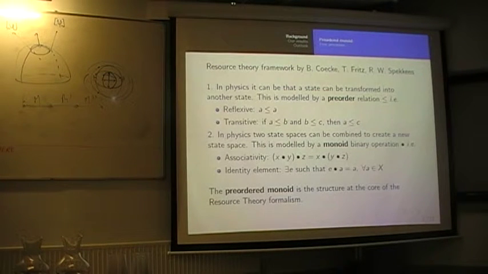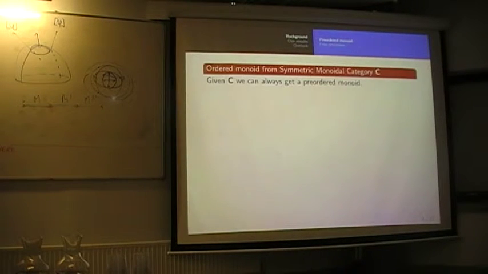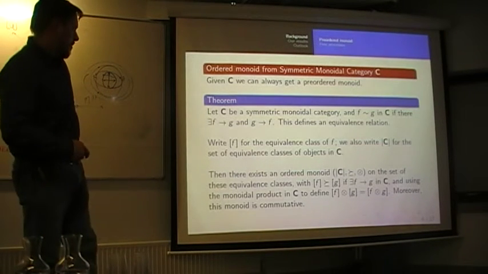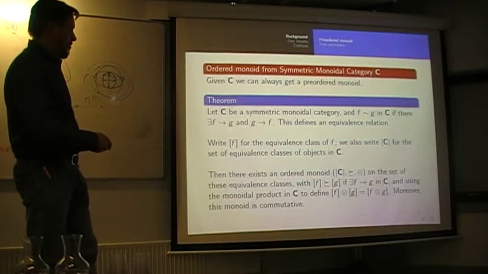So both structures put together define the pre-order monoid, which is one of the core concepts in this mathematical formalism. One can always get a pre-order monoid from an existing category by decategorification, but I can use a theorem for it. I'll skip it and I'll give you a more simple explanation of how to do it in one minute.